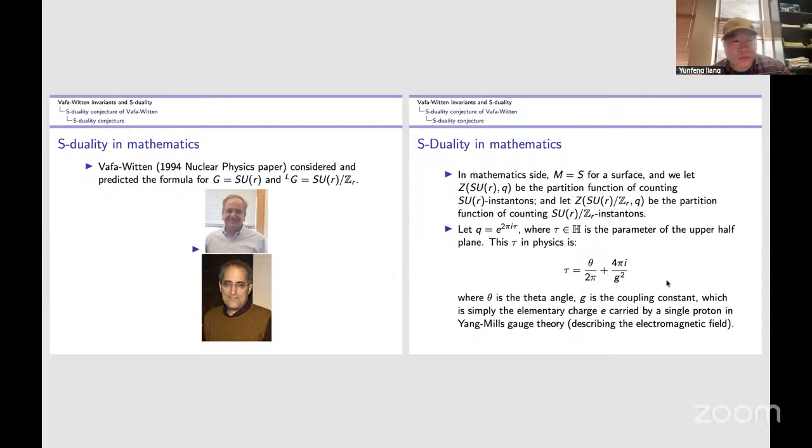And for example, you have some other groups, like the symplectic group, which corresponds to SO(2n+1), and the G2 group, whose Langlands dual is the G2 group. These are several examples. And here we have a very interesting example.